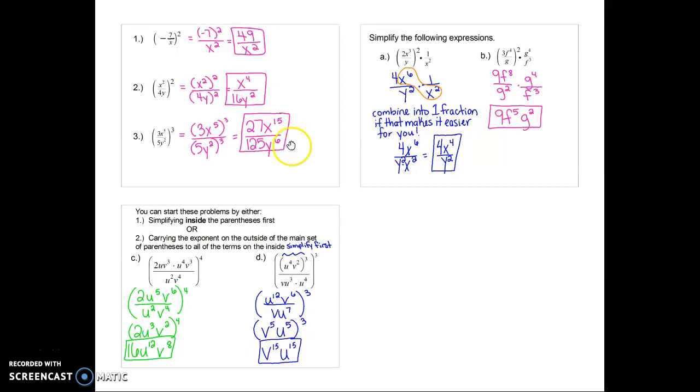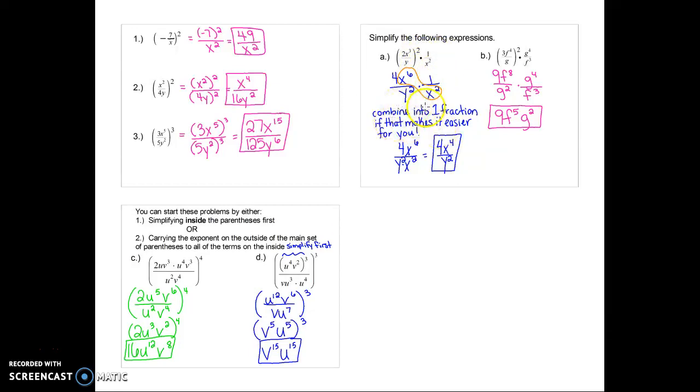All right, let's move over here to part A. We have 2x to the third divided by y. All of that is being raised to the second power. Then that's being multiplied times 1 over x squared. So same thing as before. This 2 has to get attached to both. So 2 squared is 4. X to the third squared is x to the 6th. Then I also attach it to the denominator. It's again being multiplied times 1 over x squared.